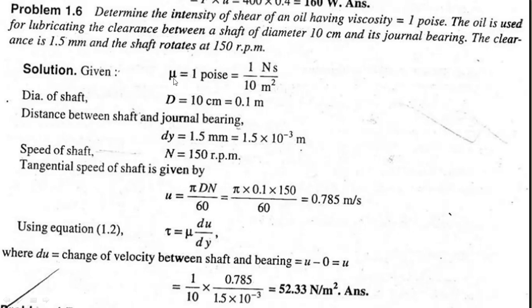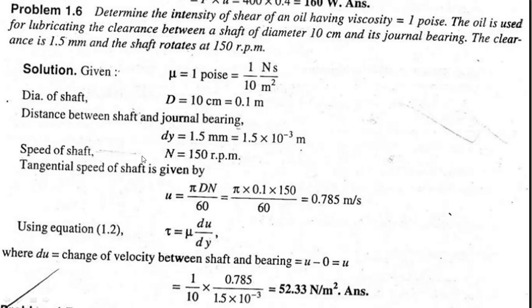So here mu is equal to 1 poise, which is equal to 1 divided by 10 Newton second per meter square. d, the diameter of shaft, is equal to 10 centimeter, convert it to 0.1 meter. Then the distance between shaft and journal bearing, dy, is equal to 1.5 mm, which is 1.5 into 10 raised to minus 3 meter.